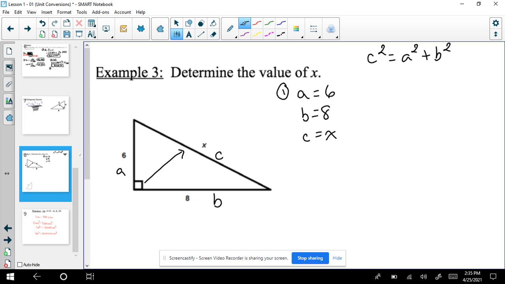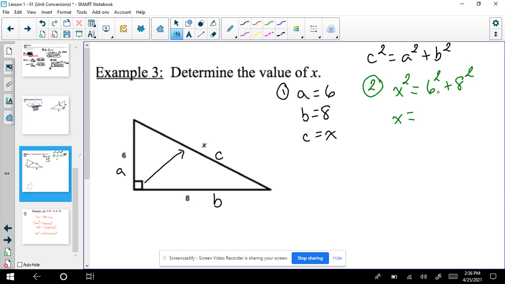Okay, so I can now take this. I'm just going to change to a different color as I'm clicking a bunch of things. So now I'm going to plug this information into my equation, as step 2. So my C squared, we know C is X. So my X squared equals, my A is 6, so 6 squared, plus my B is 8, 8 squared.